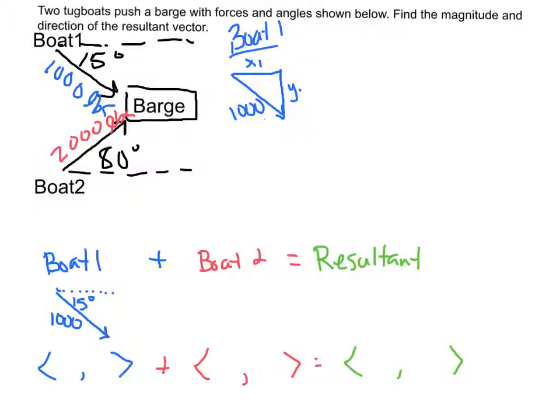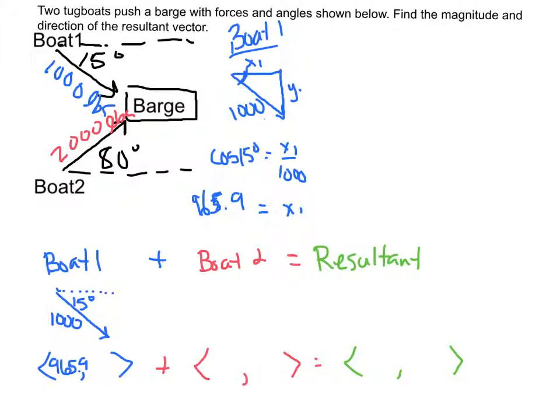So to figure out the x component, we're going to use cosine, because this is our 15-degree angle right here. So it's going to be cosine of 15 degrees equals x1 over 1,000. So I grabbed my handy-dandy calculator and I figured out that by multiplying 1,000 by cosine of 15, I got x1 to equal 965.9. Sorry about my chicken scratch there. So my x component is 965.9.